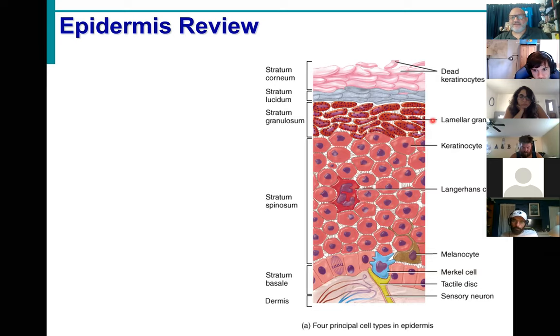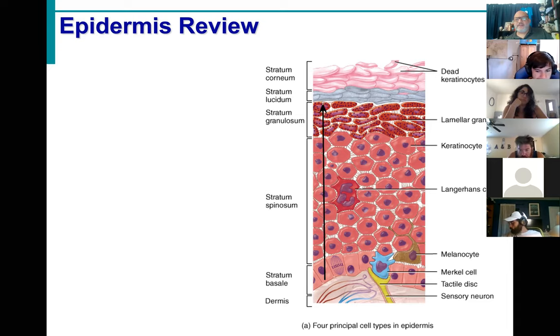Dense granules in these flattened cells, major protein synthesis in the lamellar granules of that stratum granulosum, where they undergo apoptosis and die, at which point for thick skin, we get a stratum lucidum. For thin skin, we just go straight from the granulosum to the stratum corneum and then slough off and become dust.